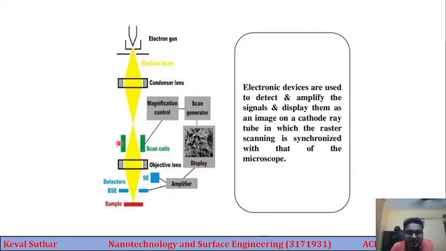These scan coils are also providing the signals to the scan generator. So electronic devices are used to detect and amplify the signals and display them as an image on a cathode ray tube, in which the raster scanning is synchronized with that of the microscope. So this is the way scanning electron microscopy works.